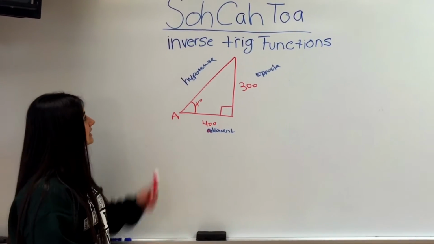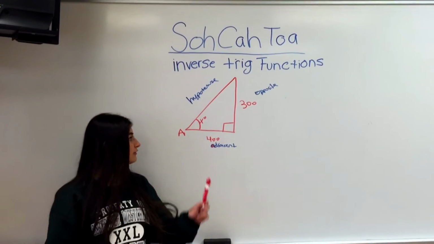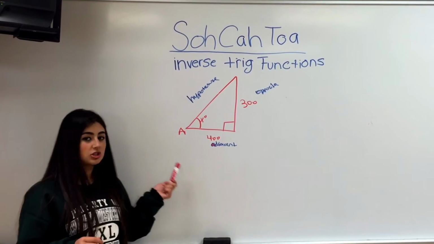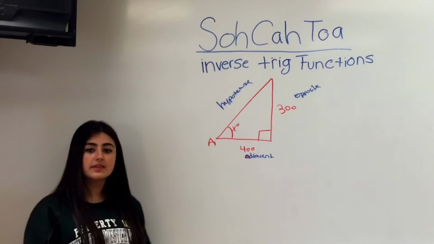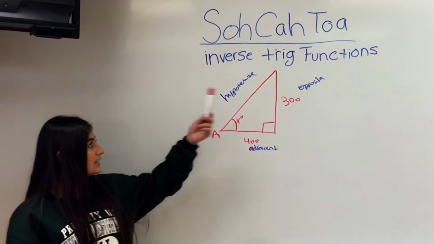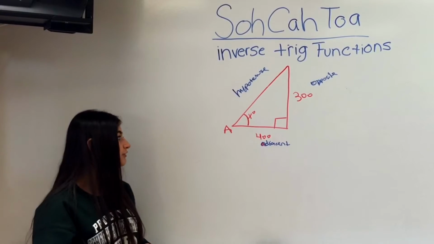Now we're going to use inverse trig functions to determine the measure of an unknown angle. So now we want to find the measure of angle x, and to do so we need to determine whether we should use sine, cosine, or tangent. In this triangle we're given 2 sides, opposite and adjacent. In tangent, we use opposite over adjacent. So we're going to use tangent to solve for angle x.